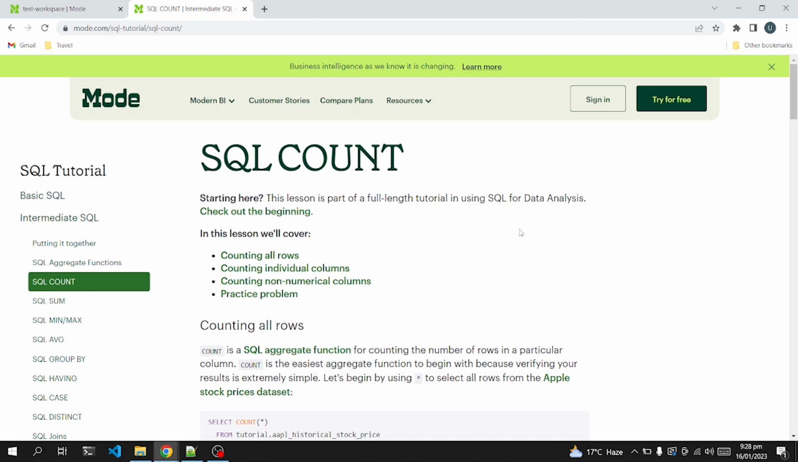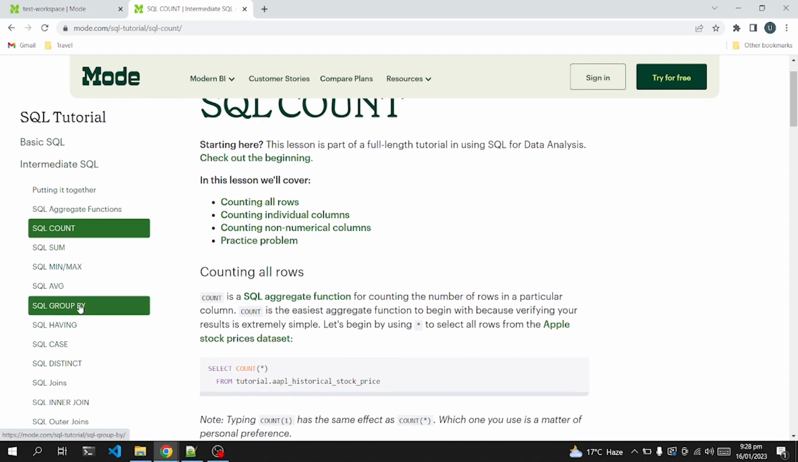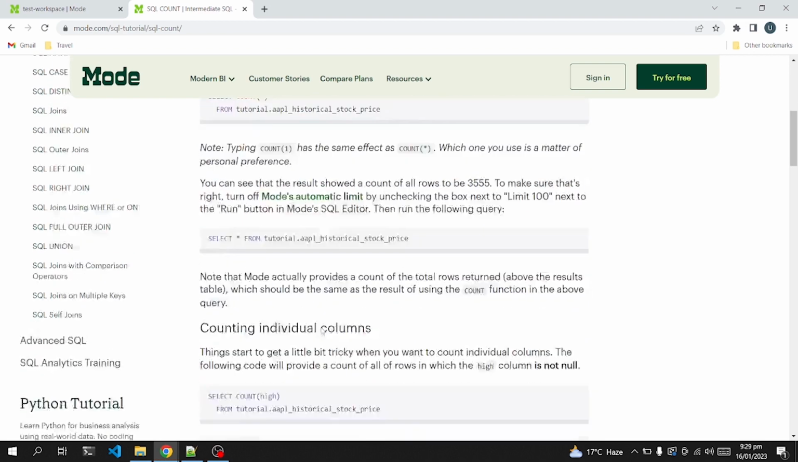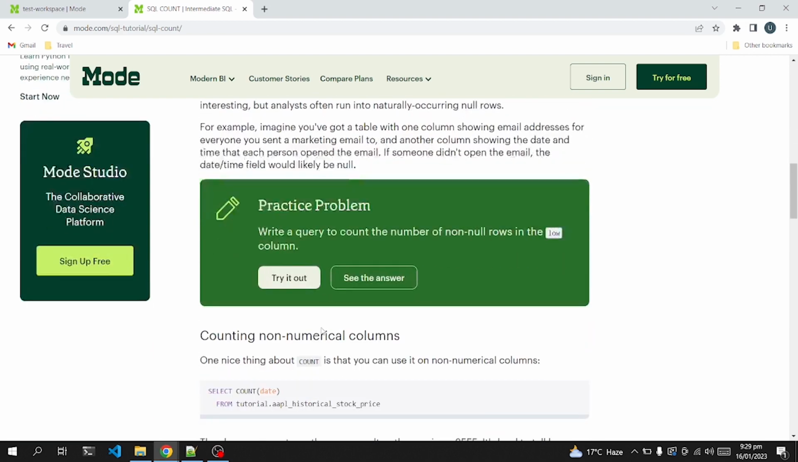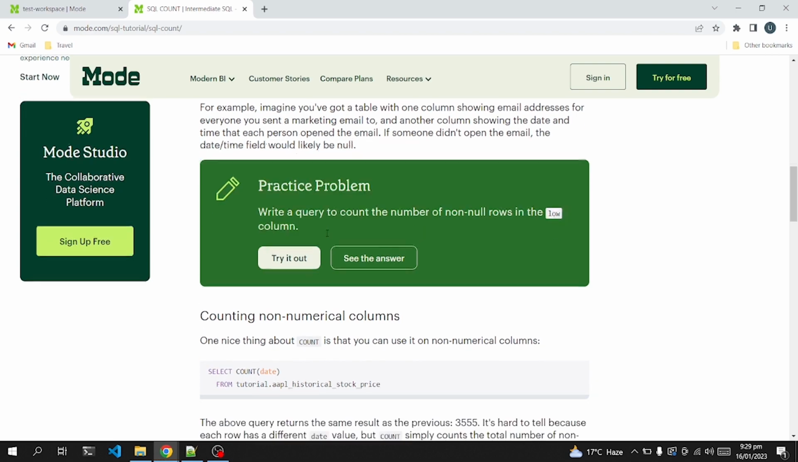So in this video, we'll be practicing aggregate functions of SQL. We will be exploring count, sum, min, max, average, group by, having, case, distinct. These were the functions which we explored earlier in our theoretical video, and in this video, we will be practicing and implementing these functions. We will practice and solve problems which are mentioned on this website. So let's try it out first.